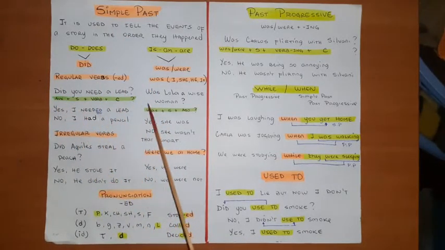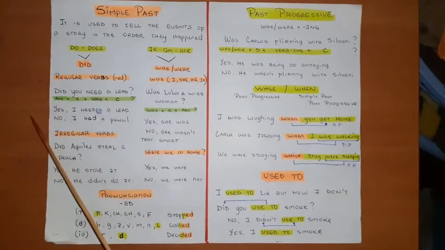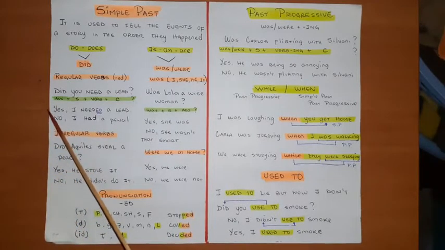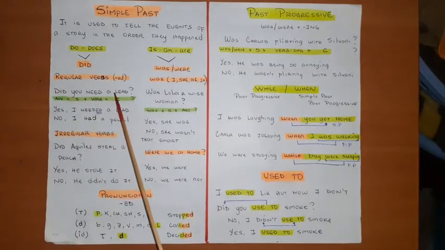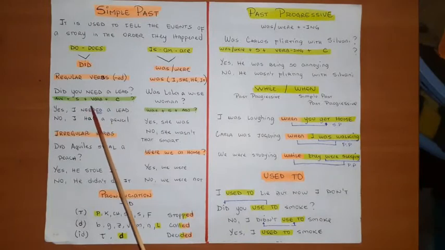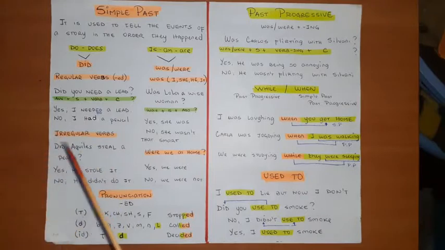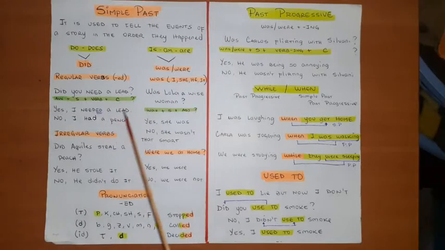Here we have the structure we have to follow when we want to form a question. There you have auxiliary, subject, verb, and complement, okay? This is really important. Why? Because you're gonna know you're working with a regular verb because that verb is gonna have an ed at the end of it, okay? So, for example, did you need a lead? This is gonna be our question. Did you need a lead?